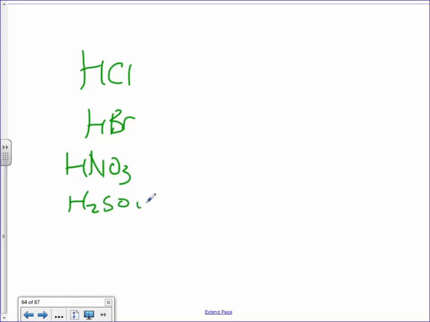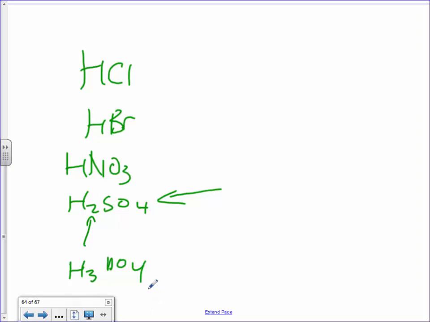Okay, let me write you some acids. HCl, HBr, HNO3, and H2SO4. Which one's polyprotic? H2SO4. Why? The two hydrogens is what makes it polyprotic. Okay. Here's another polyprotic one, H3PO4, because it has three hydrogens.